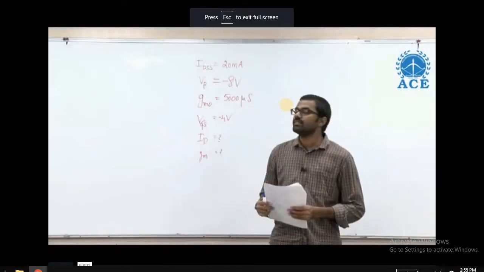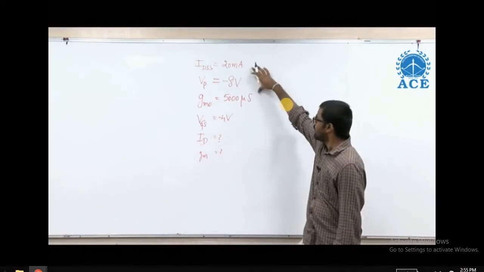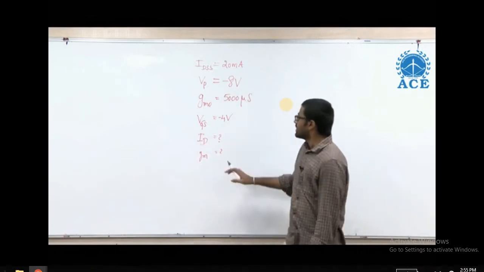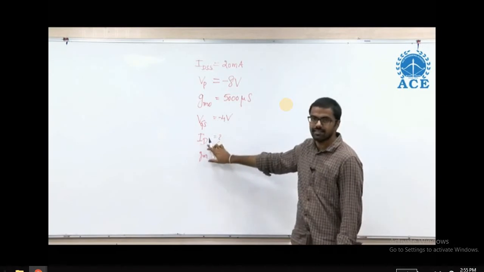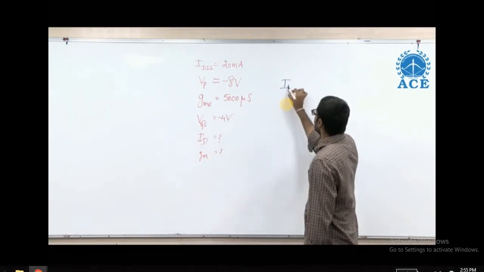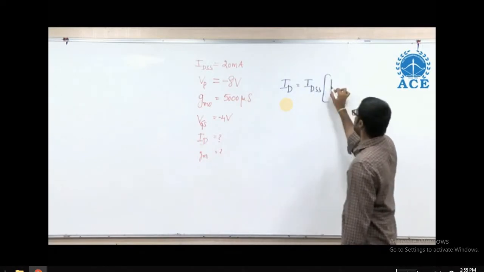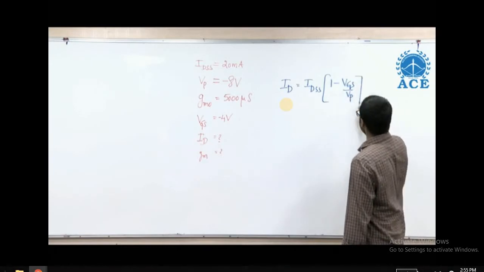In this question, they have provided this N-channel JFET and they have given this data for the N-channel JFET. If we observe, at VGS equal to minus 4 volts, we have to find the drain current. For any JFET, we have the relationship for drain current as ID equals IDSS into 1 minus VGS by pinch off voltage, whole square.